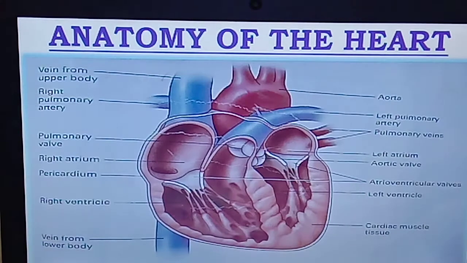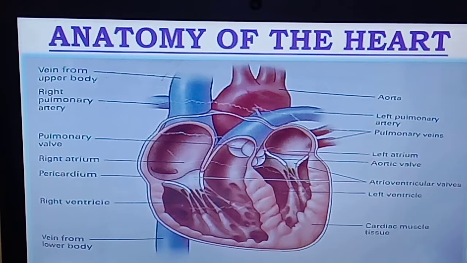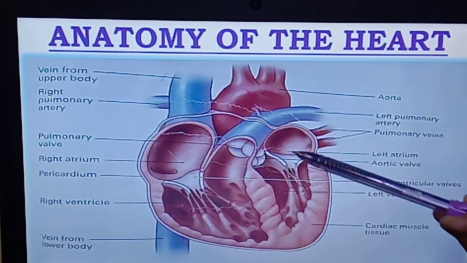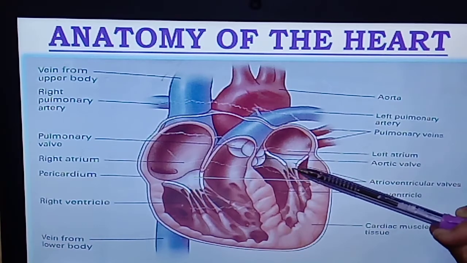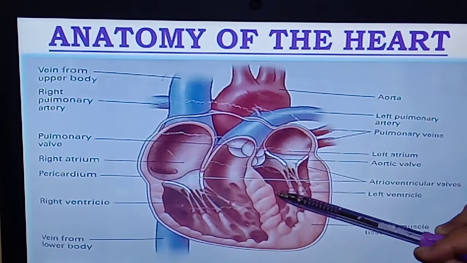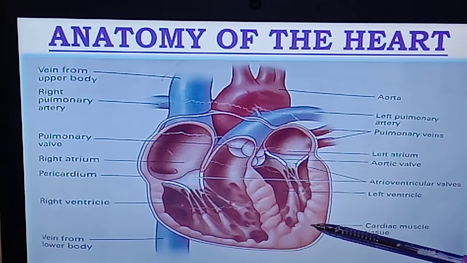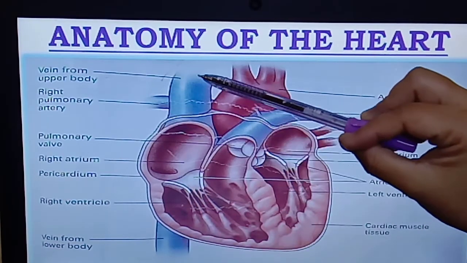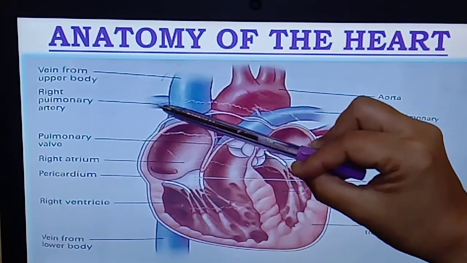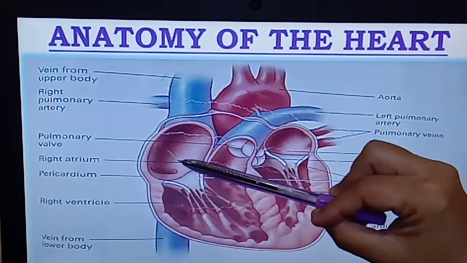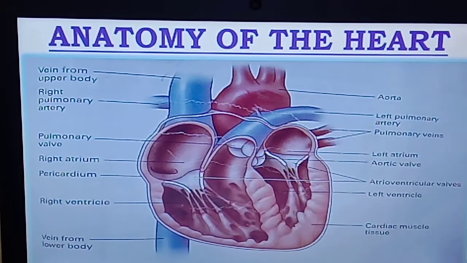So, in the picture, you can see that there are different parts of the heart. So, let's recognize them. So this is the aorta, left pulmonary artery, pulmonary veins, left atrium, aortic valve, atrioventricular valves, left ventricle, cardiac muscle tissue, vein from lower body, vein from upper body, right pulmonary artery, pulmonary valve, right atrium, pericardium, and right ventricle.